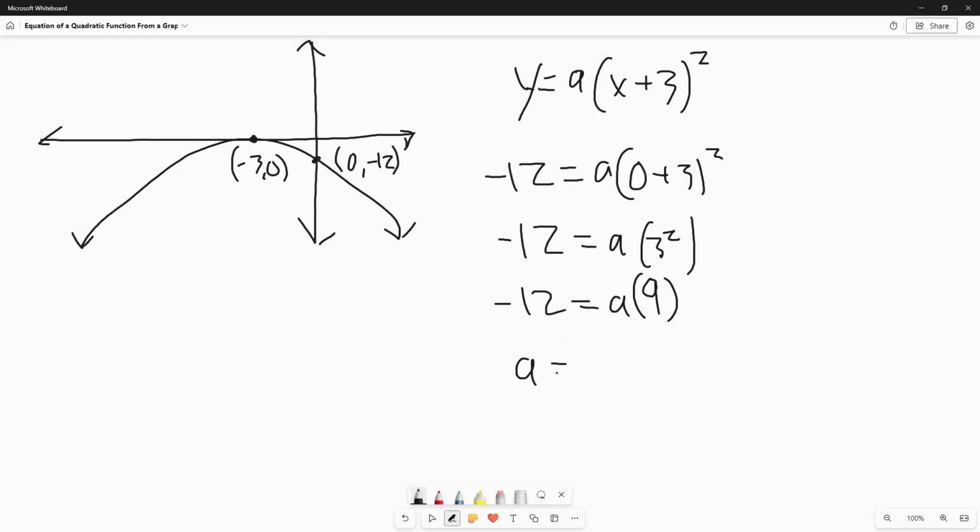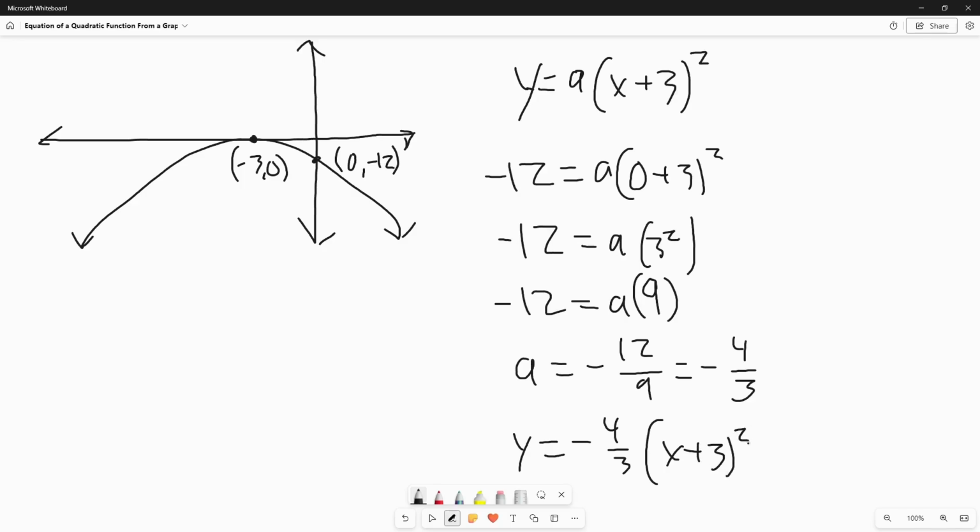And we get a equal to negative 12 over 9, which is equal to negative 4 over 3. And we plug the negative 4 over 3 back into the original equation, and we get y is equal to negative 4 over 3 times (x plus 3) squared. But don't forget, we must simplify this into standard form. So we expand this (x plus 3) squared into y equals negative 4 over 3 times (x squared plus 6x plus 9). And we multiply each term by negative 4 over 3.